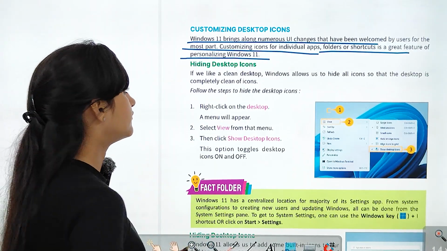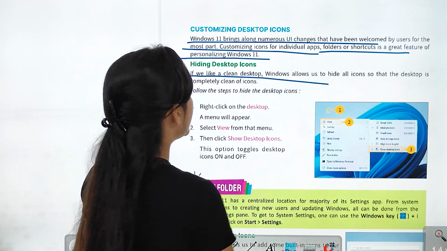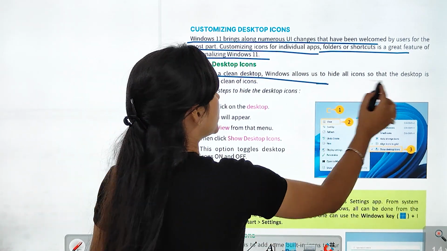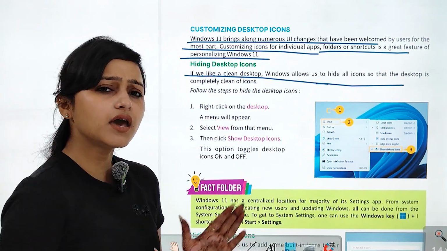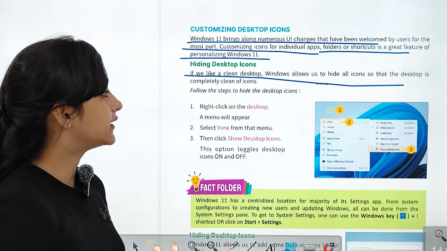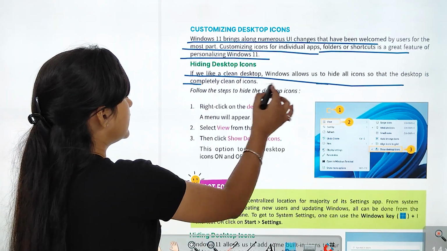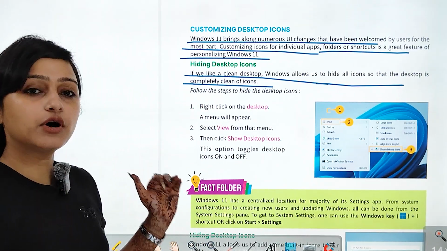Hiding desktop icons. If we like a clean desktop, Windows allows us to hide all icons. अगर हमें clean desktop चाहिए, Windows allow करता है सारे icons को hide करने के लिए. So that the desktop is completely clean of icons. To do so, you have to follow some steps here.